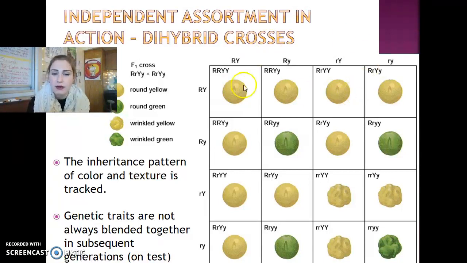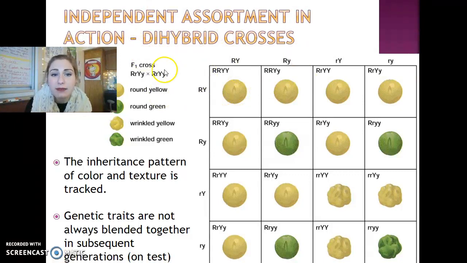So I want you guys to draw pretend parentheses around these. Parentheses around the R's, parentheses around the Y's. We are making sure that we're keeping mom and dad's genes together. And then we do first, outside, inside, last. FOIL. F-O-I-L. First, outside, inside, last.